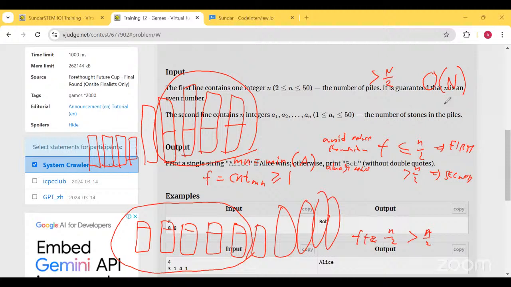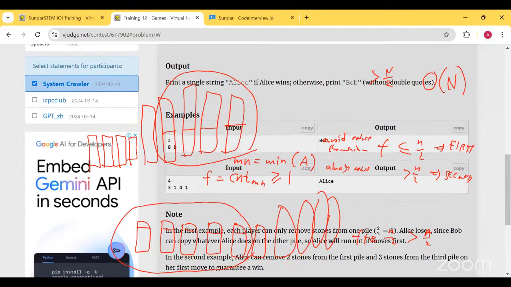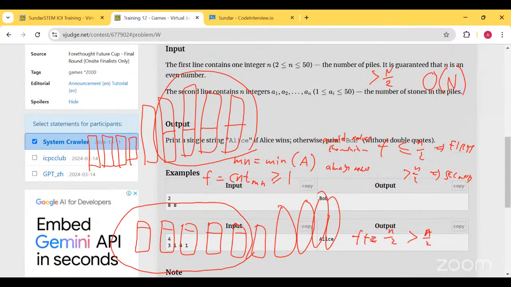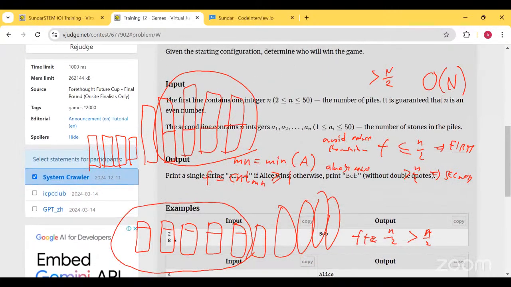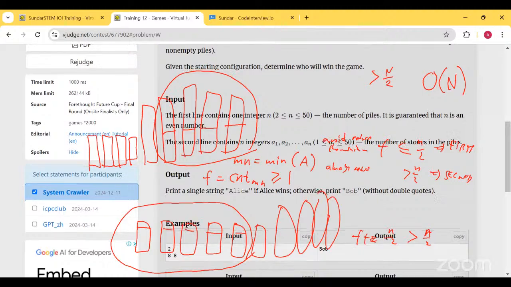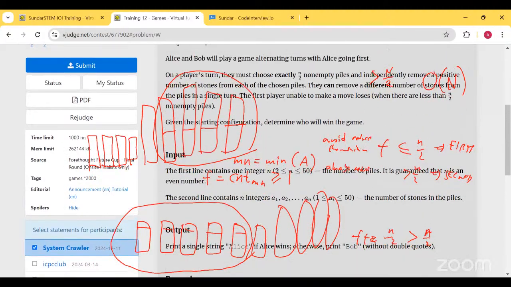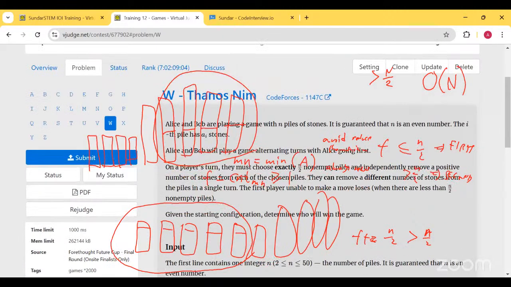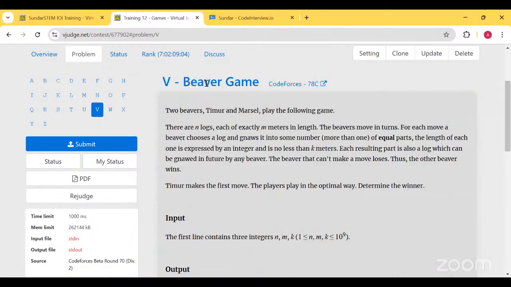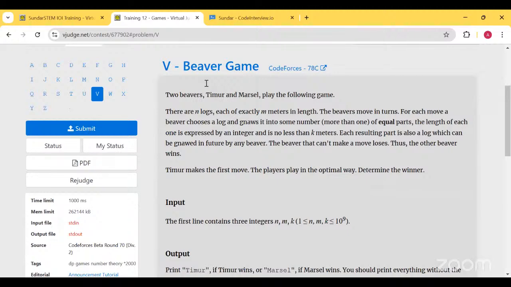All right. Yes. And then, okay. Is there any question for this problem? Then just continue to the next problem.